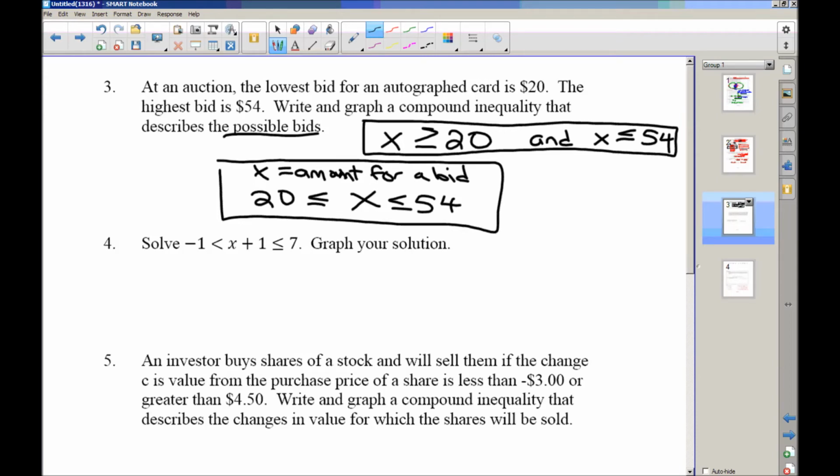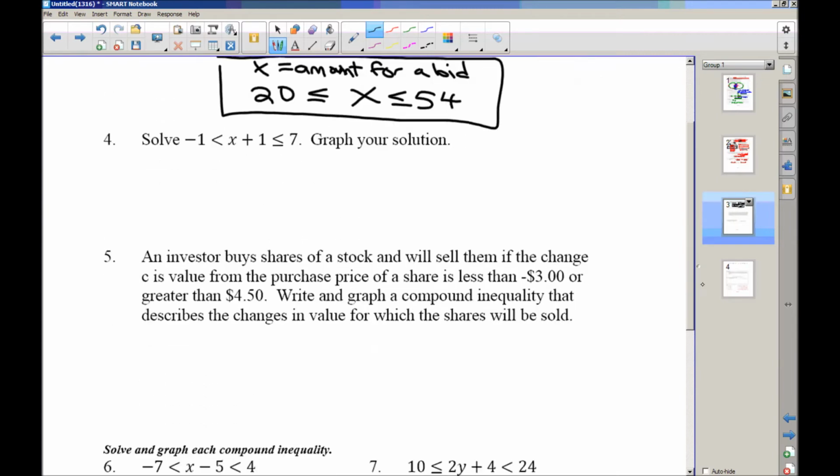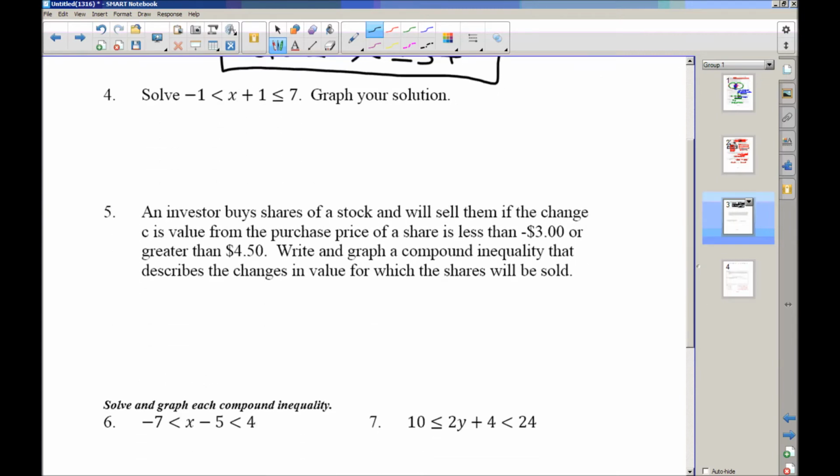Okay. All right, number 4, solve this inequality and then graph your solution. So this is an and inequality. It's just written without the word and in it. Okay, so we took the and out and put the boundaries on both sides. And the inside, instead of being x, we have x plus 1. So we're just going to subtract 1 from all the parts.